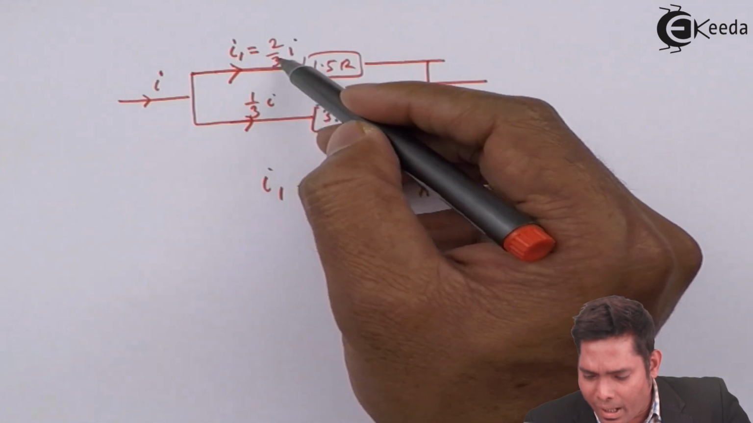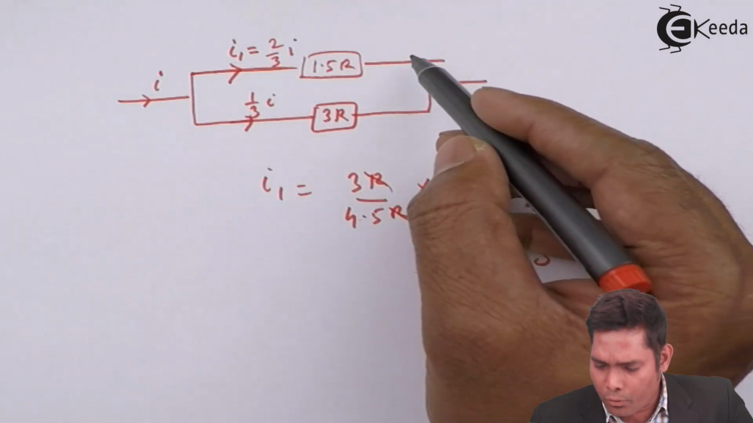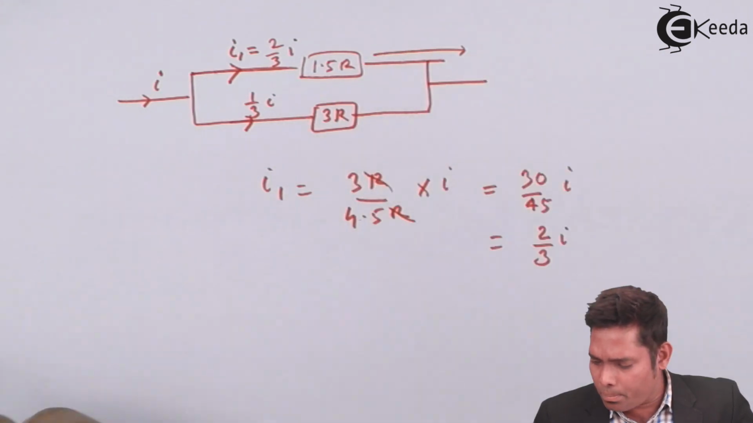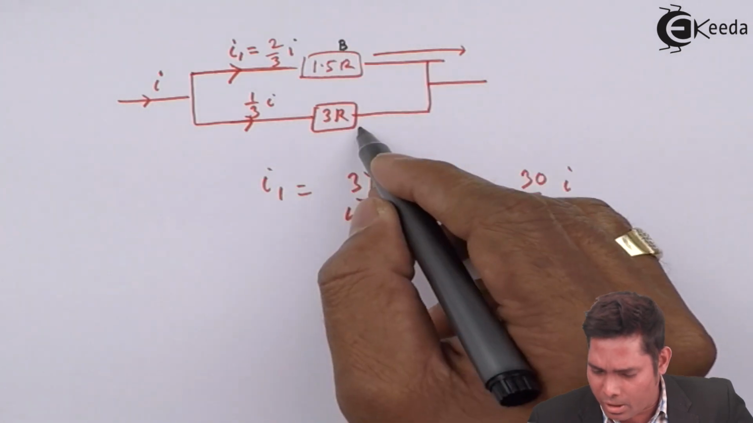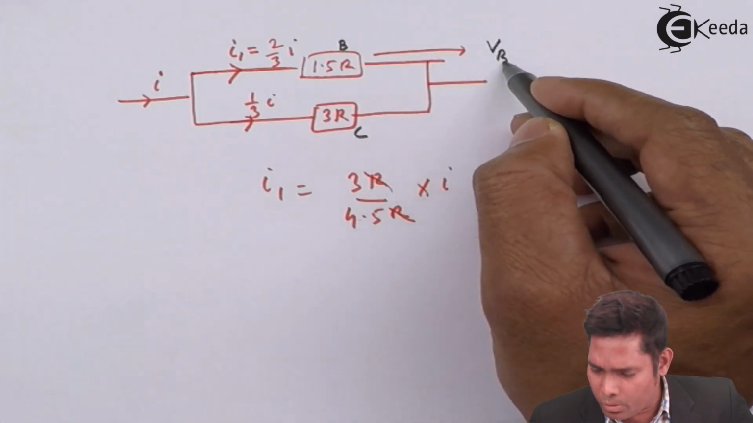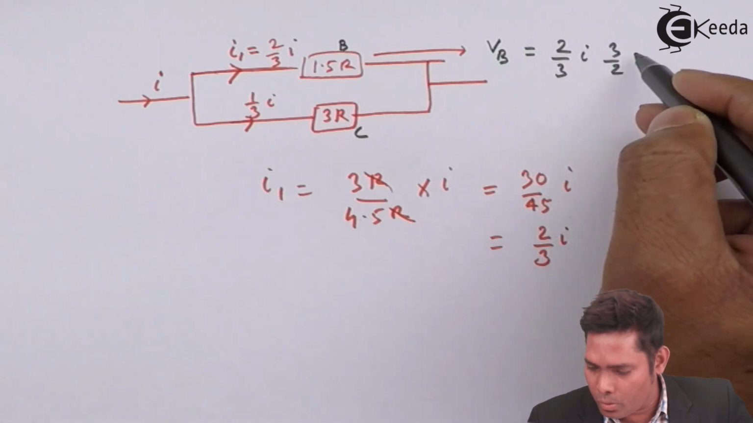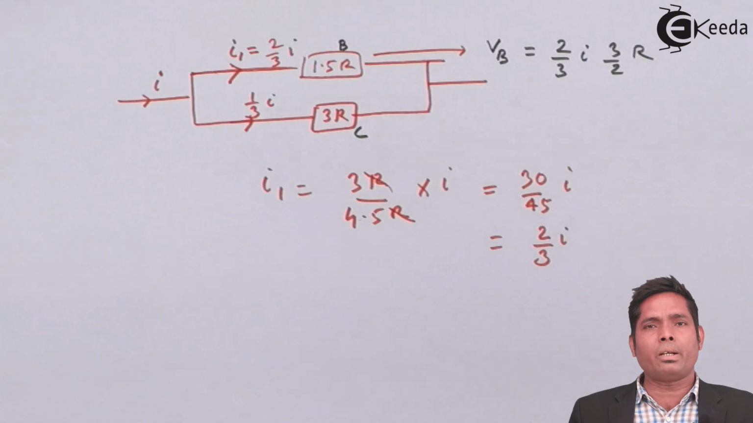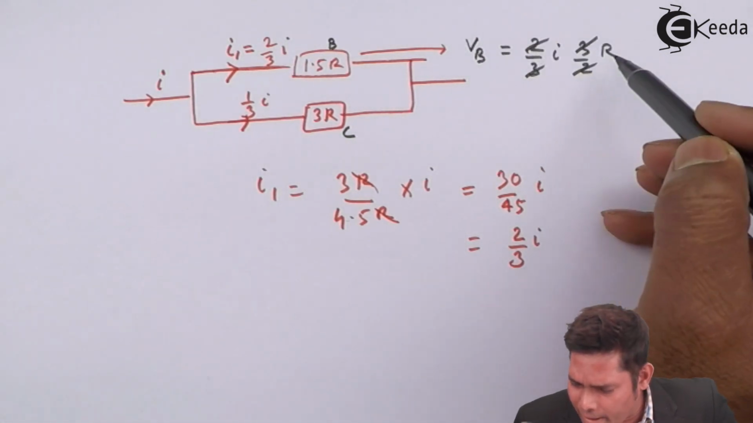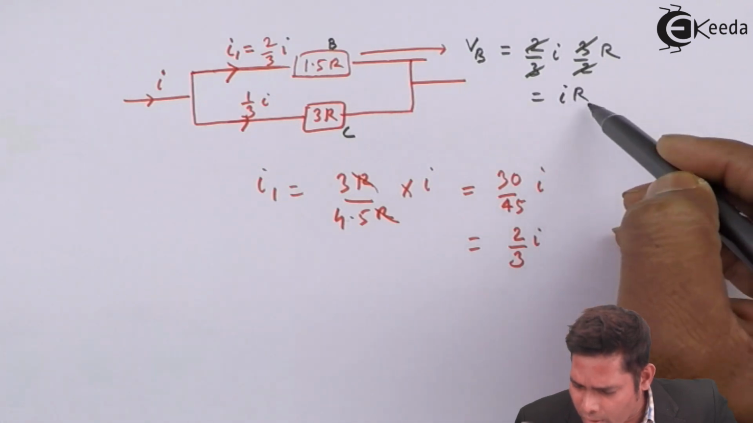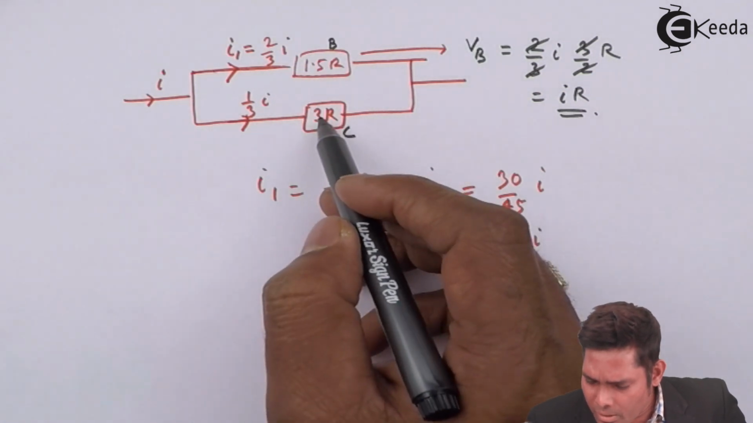If 2 by 3 I is flowing through this, then the voltage drop across this, current into resistance from Ohm's law, will be given by the voltage drop across B. This is B, this is C. Voltage drop across B equals the current flowing, that is 2 by 3 I, into the resistance, which is 3 by 2 R, because 1.5 is 3 by 2 R. So you can see that the 3 and 2 will cancel out, and this is I into R.